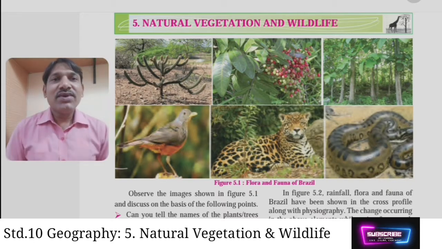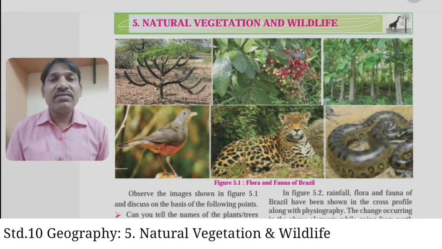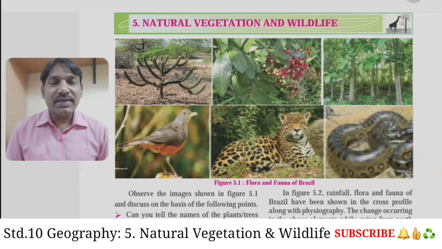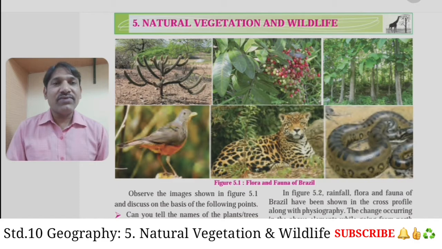Dear students, today we are going to study one of the important chapters of the geography subject of 10th standard. Chapter number 5, Natural Vegetation and Wildlife.